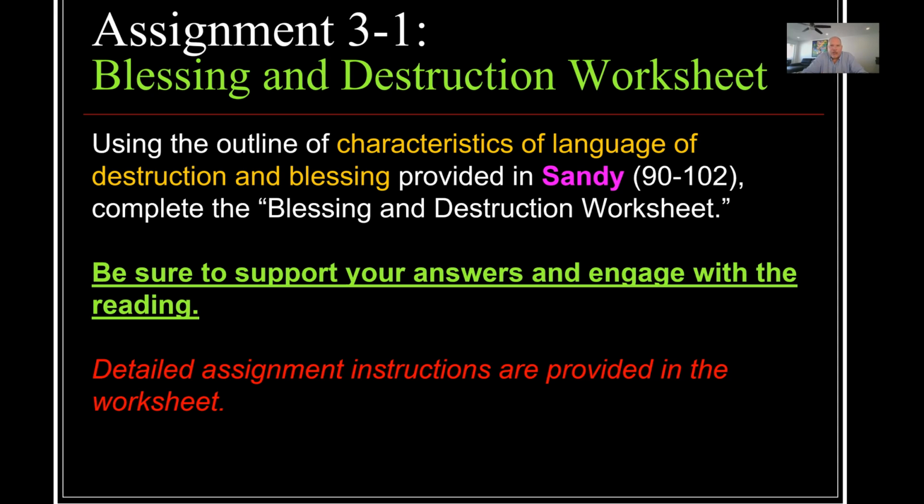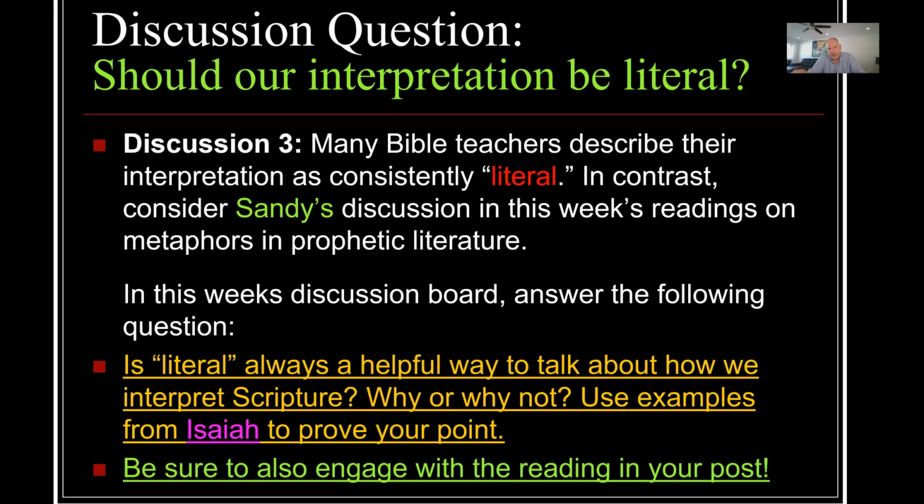The assignment read: using the outline of characteristics of blessings and destructions that is discussed in Sandy, complete the blessings and destructions worksheet. Be sure to support your answer and engage with the reading. Detailed instructions are provided with the worksheet. A's were very common on this, but hundreds were less common.